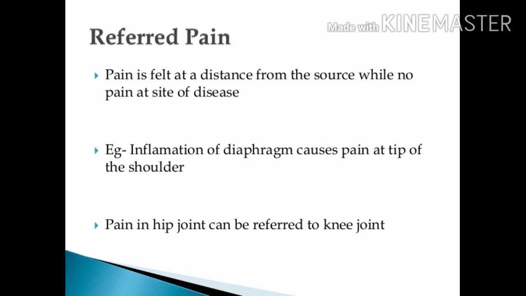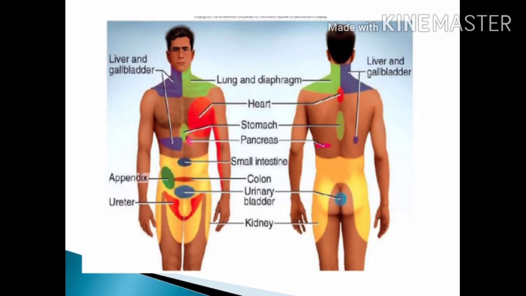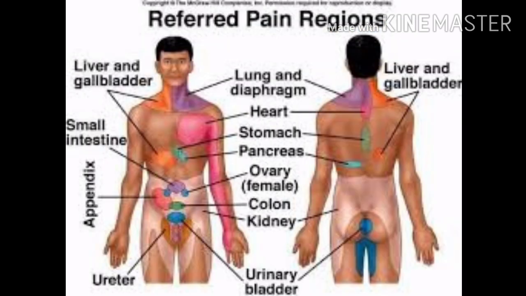Second is the referred pain. Referred pain is basically when the major organ which is infected does not pain, but some other part of the body will feel the pain. For example, inflammation in the diaphragm. In the case of inflammation of the diaphragm, the nerves involved, C3, C4 and C5, are the same in both the diaphragm and the shoulder tip, so the pain is referred to that region. But in this case, the diaphragm will not be having any pain. The pain will be experienced only at the shoulder tip.